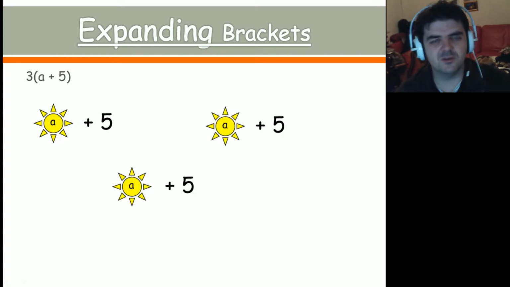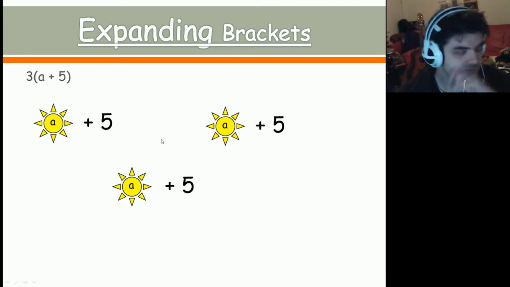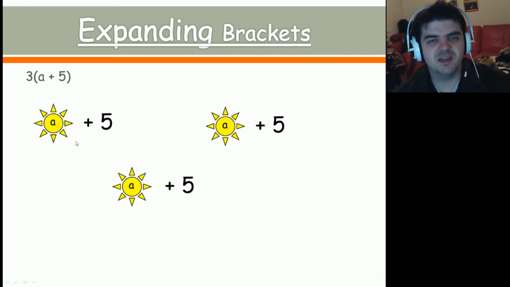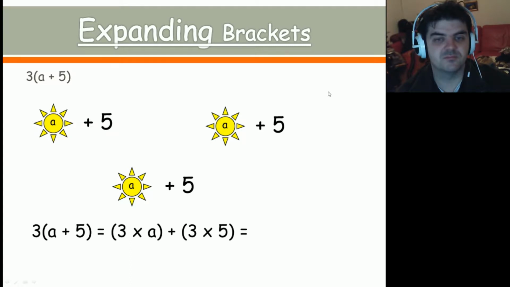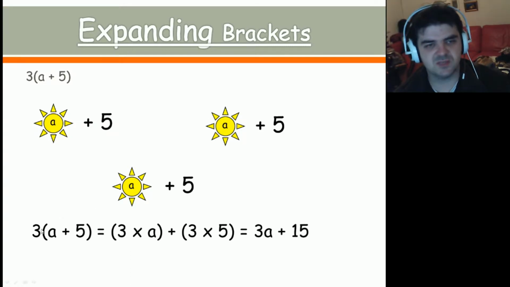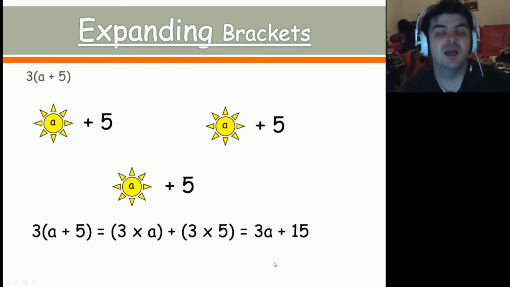And if you look at those, if we were to add those together, we would group our a's together, and that would be a plus a plus a. That would be 3a, and then 5 plus 5 plus 5 would be 15. And as you can see, that's really 3 times the first term, 3 times the second term. So the number outside the bracket multiplied by the first term, added to the number outside the bracket multiplied by the second term.